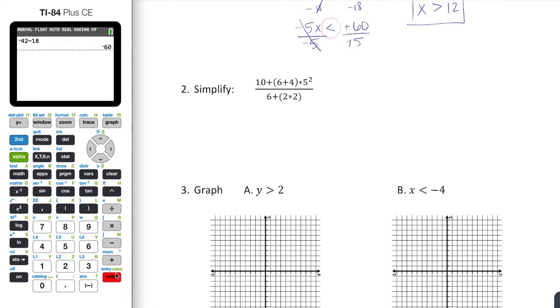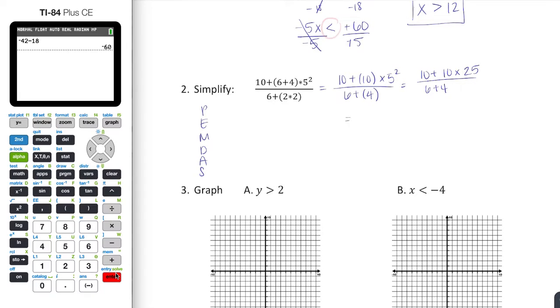For number 2, we're going to go with our order of operations. So remember PEMDAS. So parentheses first. So we're going to simplify what is inside of those parentheses. So we're going to get 10 plus 10 times 5 squared, all over 6 plus 2 times 2 is 4. Next step is exponents. So we're going to have 10 plus 10 times 5 squared, which is 5 times 5, which is 25. On the bottom, we still have 6 plus 4.